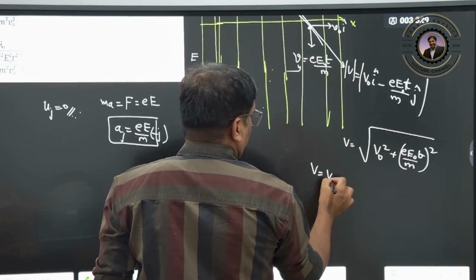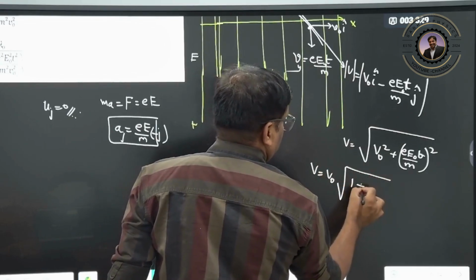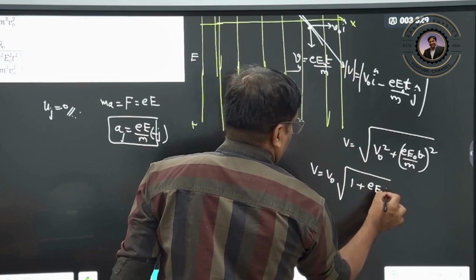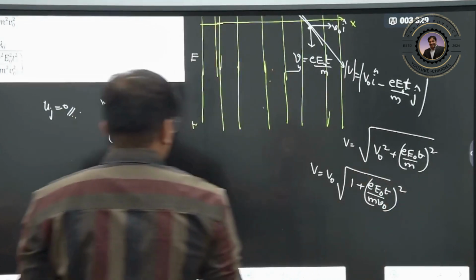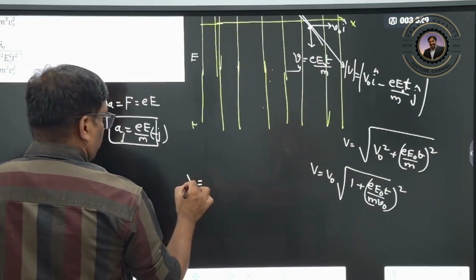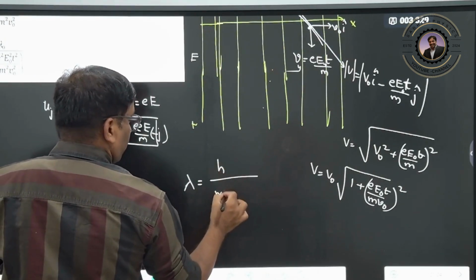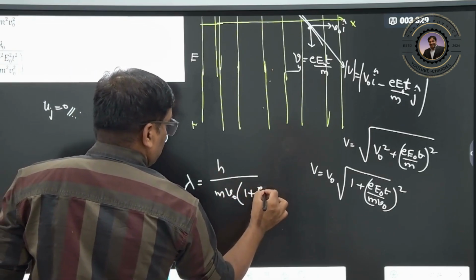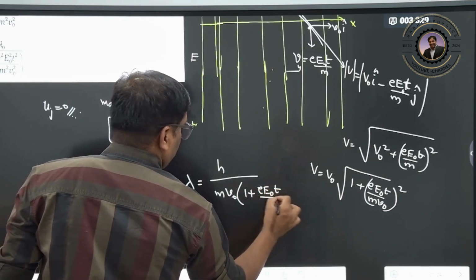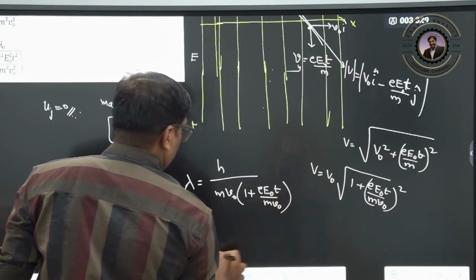V is equal to V naught root of 1 plus E into E naught into T by M V naught, whole square. Clear? So what will be the de Broglie wavelength now? H by M into V naught. This is now V naught, 1 plus E naught into T by M into V naught.